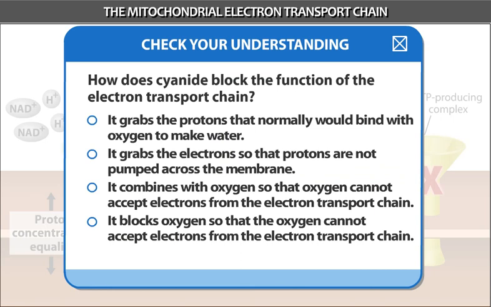How does cyanide block the function of the electron transport chain? It grabs the protons that normally would bind with oxygen to make water, it grabs the electrons so that the protons are not pumped across the membrane, it combines with oxygen so that oxygen cannot accept electrons from the electron transport chain, or it blocks oxygen so that the oxygen cannot accept electrons from the electron transport chain. The correct answer is it blocks oxygen so that the oxygen cannot accept electrons from the electron transport chain.